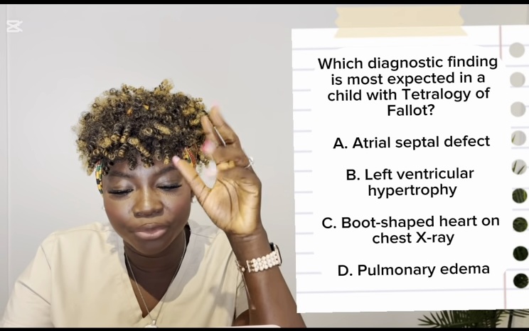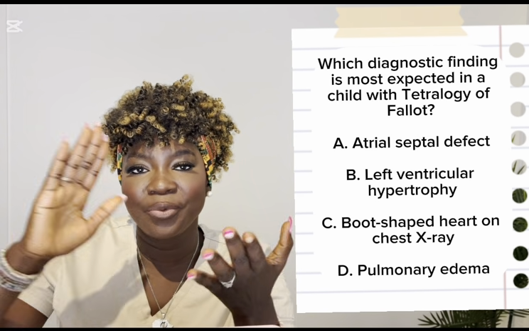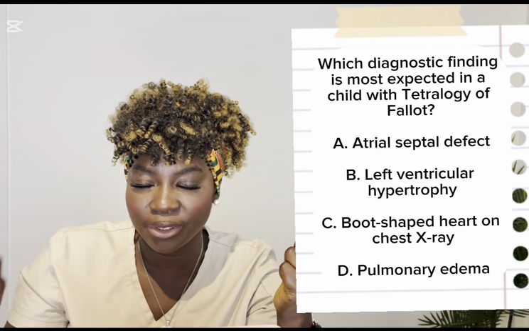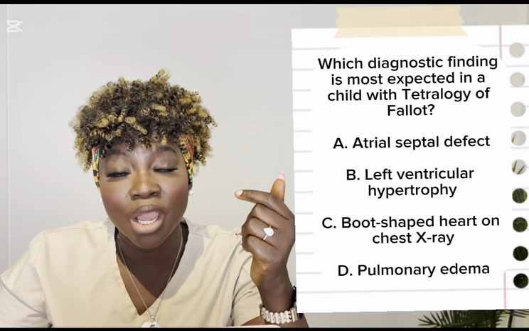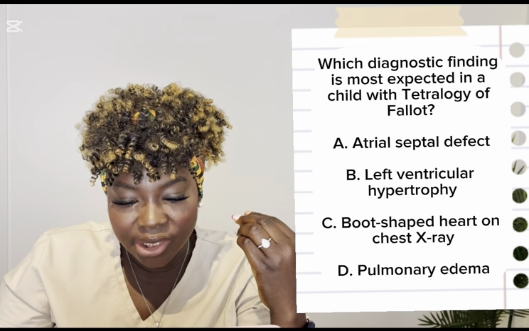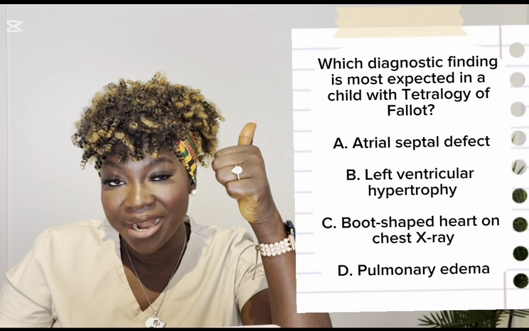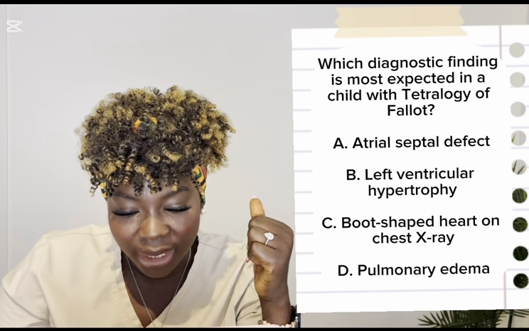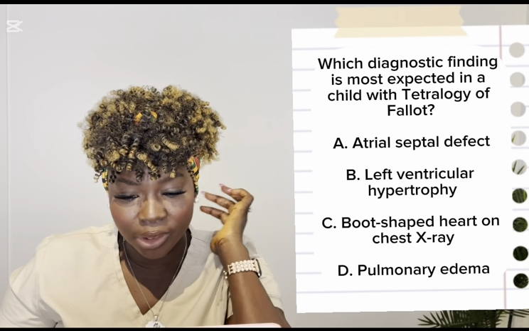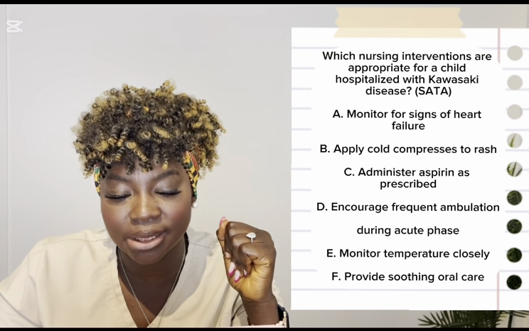Okay, now let's go to the wrong choices. Atrial septal defect. Actually, like I said, we use PROV, right, to remember the 4 congenital heart defects in TOF, Tetralogy of Fallot. Now, this one is saying atrial septal defect. No, we see ventricular septal defect, not atrial. And the next one, B, says left ventricular hypertrophy. No, we see right ventricular, which is the R, right ventricular hypertrophy. Okay? And the last one says D, pulmonary edema. Pulmonary edema is not a common feature in TOF, so that makes that wrong. Now, let's go. Which nursing interventions are appropriate for a child hospitalized with Kawasaki disease?